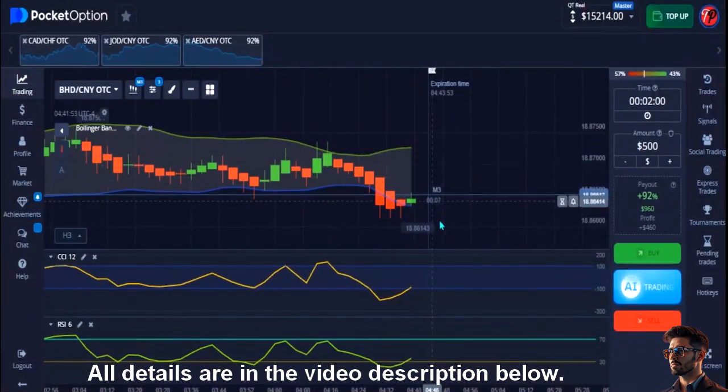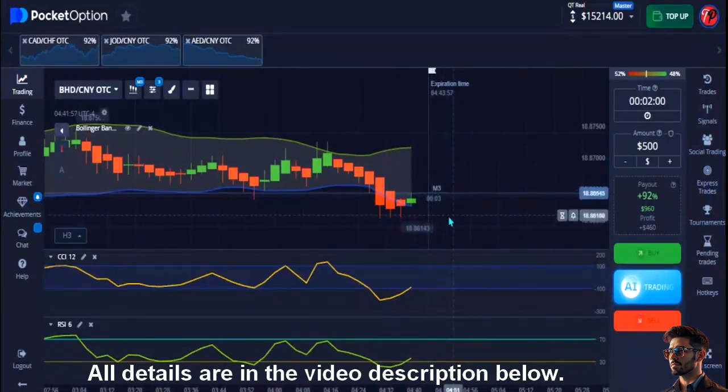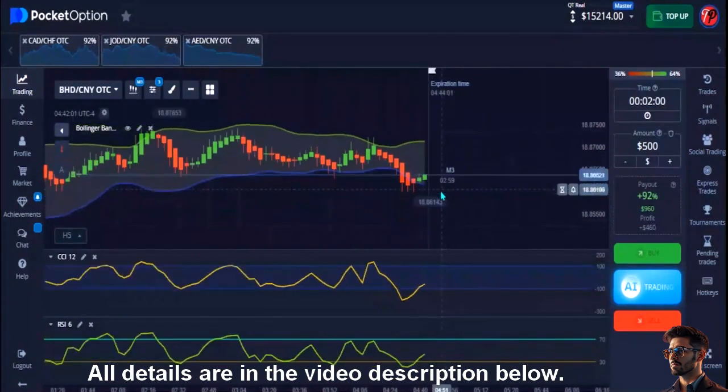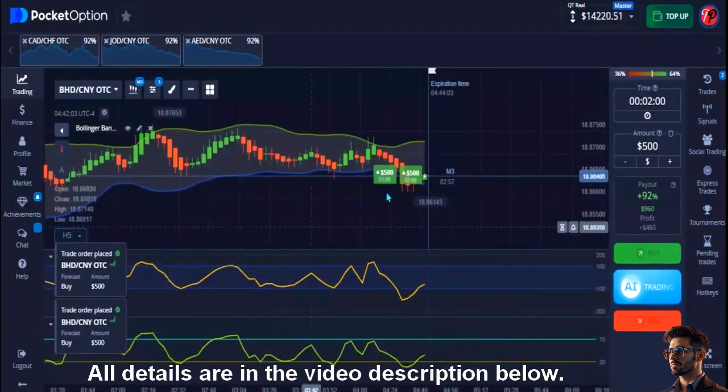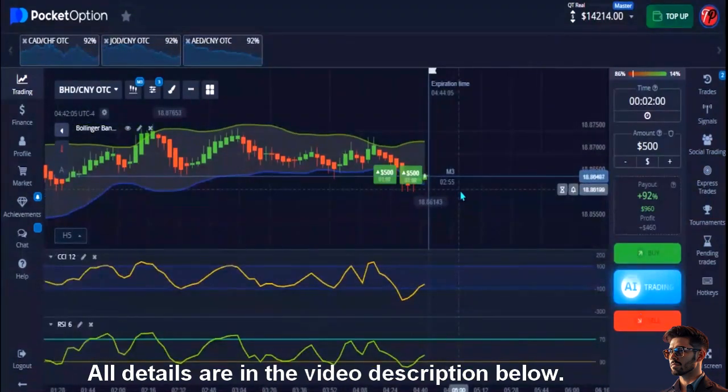You can see a very strong reversal right here, but I'm actually waiting for the next candlestick before I enter the trade. All right, okay, a good one here guys. I'm placing the trade straight up. So guys, you can see this is actually another profit condition.